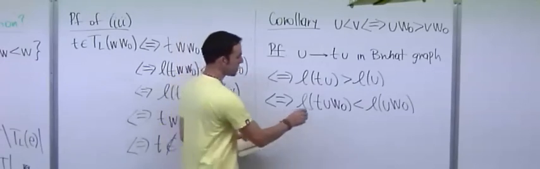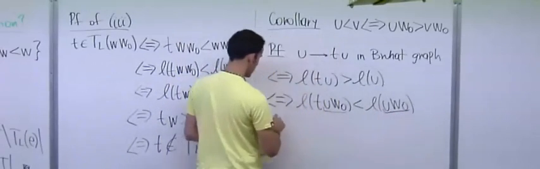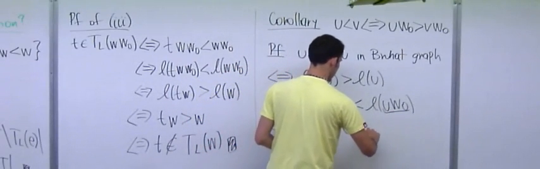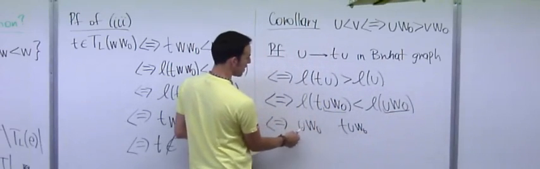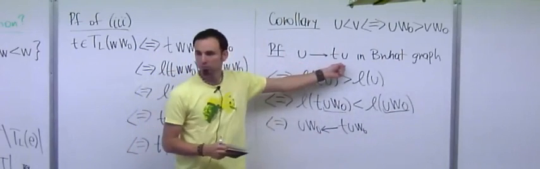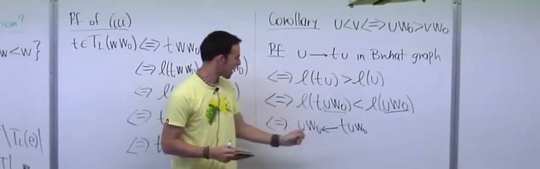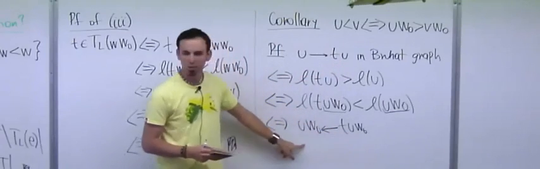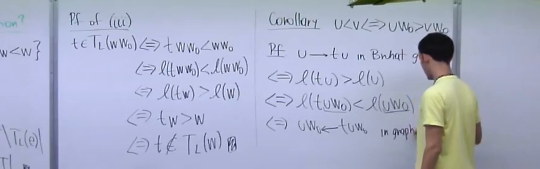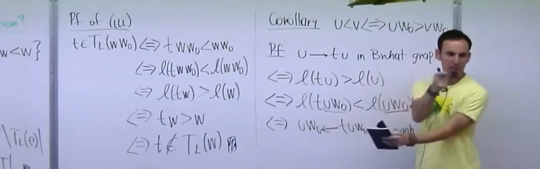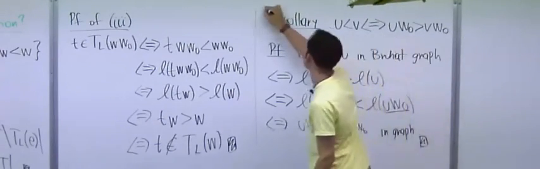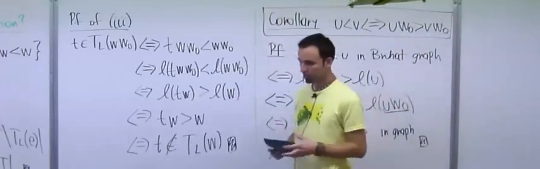And then this is exactly saying that I have an arrow from U W naught to T U W naught, but this is pointing from the smaller one to the bigger one. If I had an arrow from U to TU in the Bruhat graph, I have an arrow from TUW naught to UW naught in the Bruhat graph. And this tells me that multiplying by W naught precisely reverses the arrows of the graph, and I get my corollary. Okay. Any questions about that?